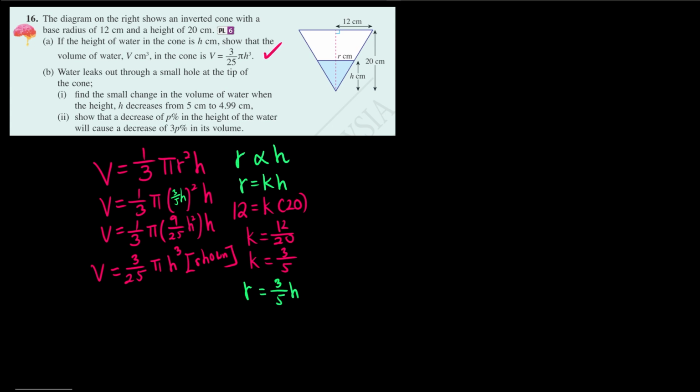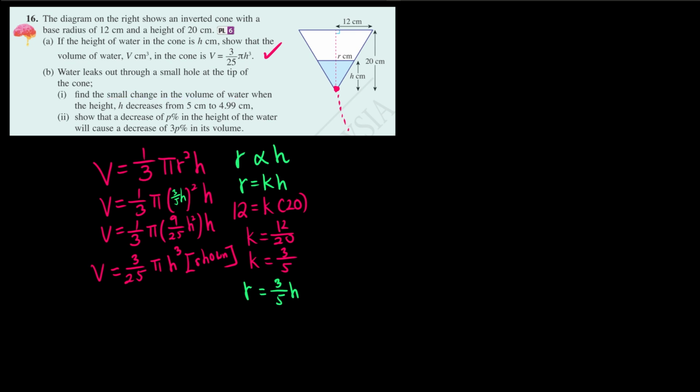Now we go for B. So B, they say that the water leaks out. When the water leaks out, it means that the volume keeps on decreasing through a small hole at the tip of the cone. Maybe it's here. So they are leaking out. So now we're going to find the small change in the volume of water.